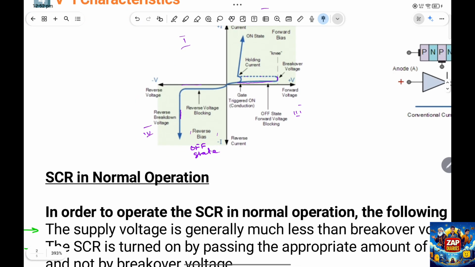Now talking about the reverse one. Reverse bias means the blockade, or say the off state. When we reverse the polarity, like we are changing the anode cathode polarity, here the SCR acts like a standard diode but in reverse. This line, labeled reverse blockade, shows that it successfully stops current from flowing in the opposite direction.